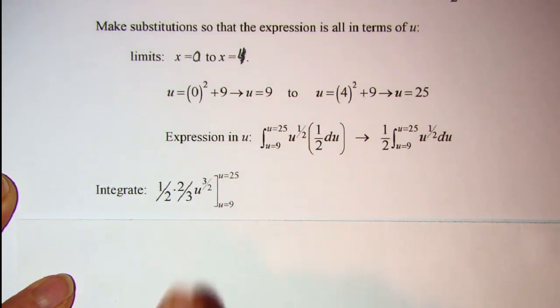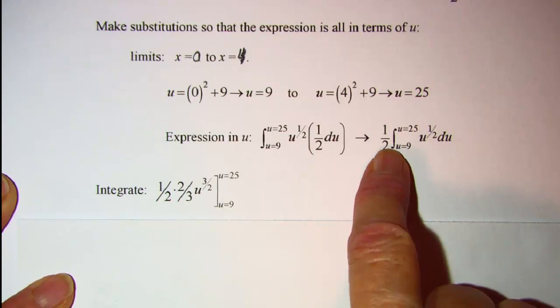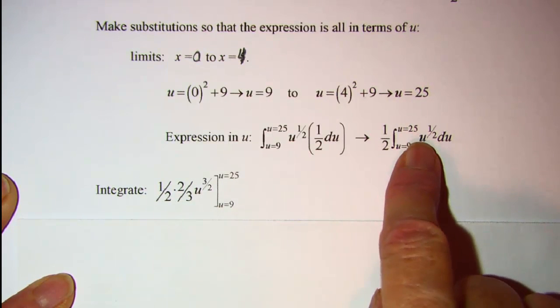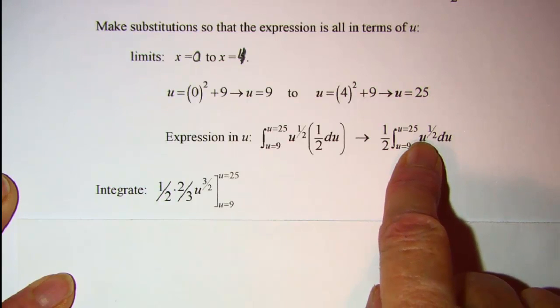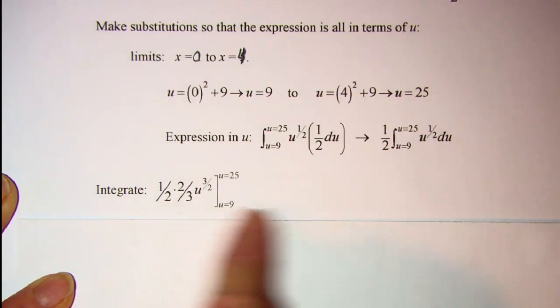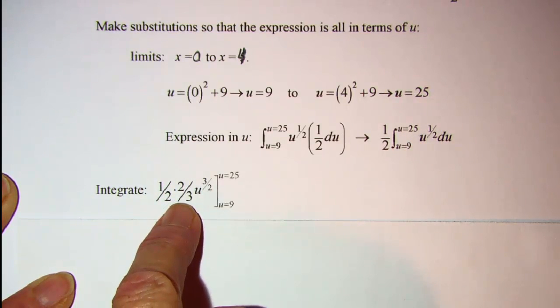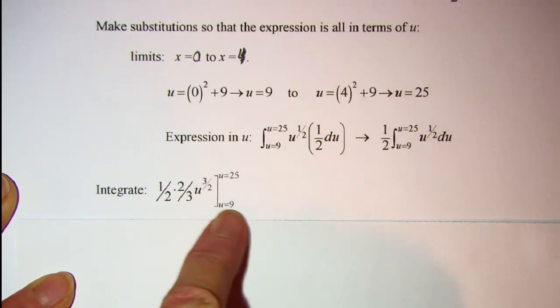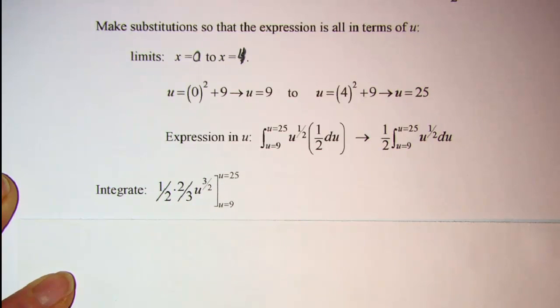When we integrate this, we've got the 1/2 out in front, written first. Our exponent we increase by 1 and divide by the new exponent. So 1/2 plus 1 is 3/2. So when I divide by 3/2, that's the same as multiplying by 2/3. So I have 2/3 u to the 3/2 evaluated from 9 to 25.